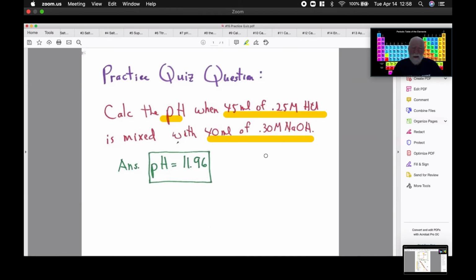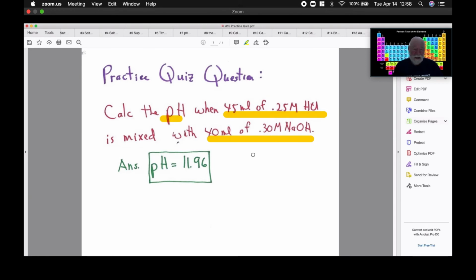So what would be the dilution factor for the acid? 45 divided by 85, right? What about the hydroxide? Its dilution factor would be 40 divided by 85. So you want to find out their diluted concentrations. That would be the start step. Then you want to do a completion step. You want to do the acid-base reaction. One's going to be in excess, one's going to be limiting. Then when you find out the excess acid or base, you can base the pH on the excess hydrogen or hydroxide.